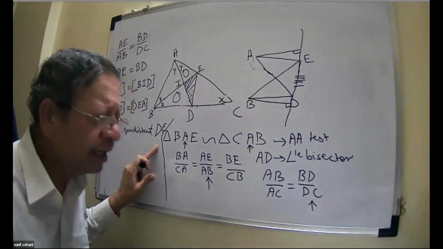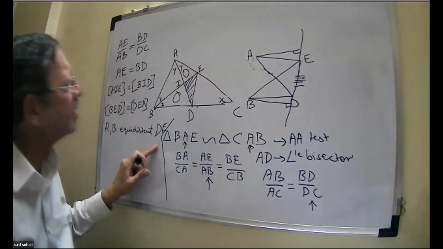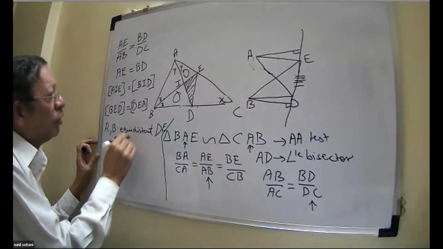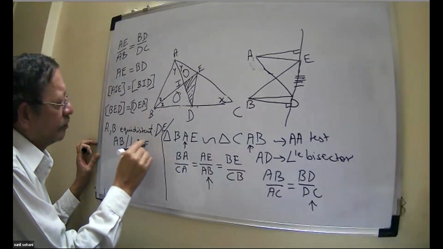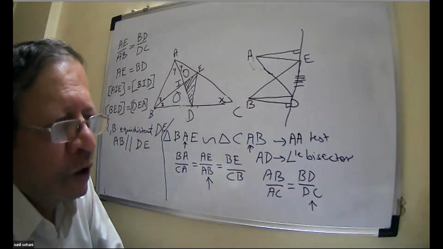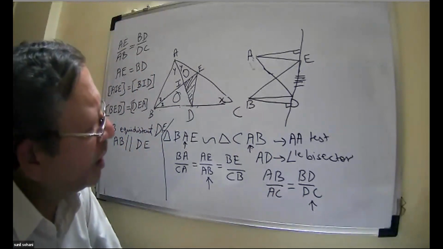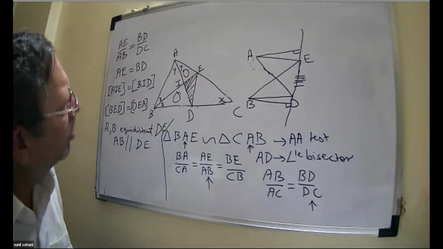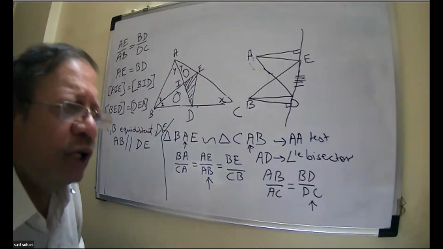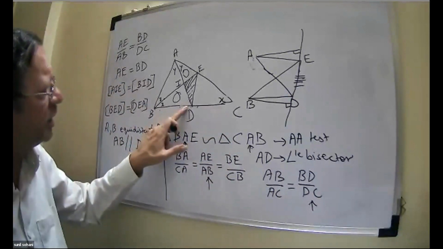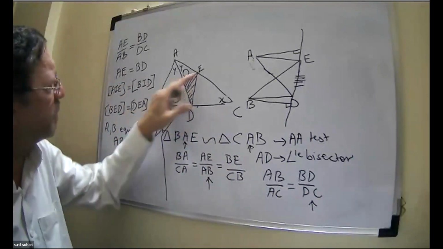And that completes it, which means AB is parallel to DE. So all the way down the line, the whole thing was to prove that AB is parallel to DE. We did all this work just to show that ED is parallel to AB.